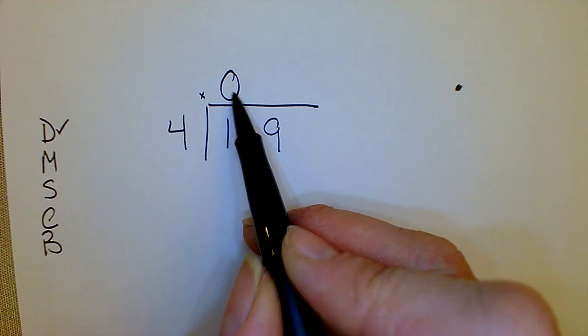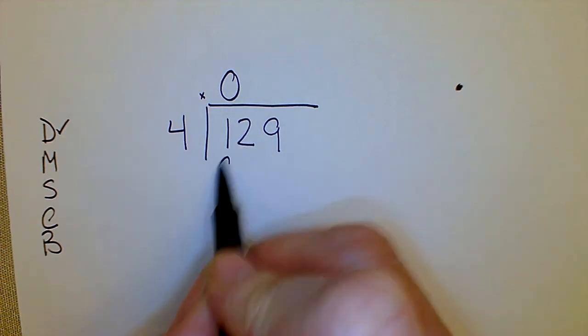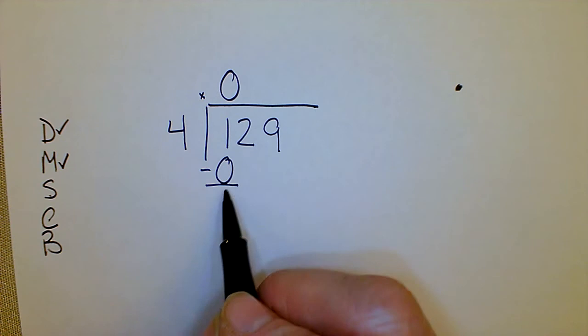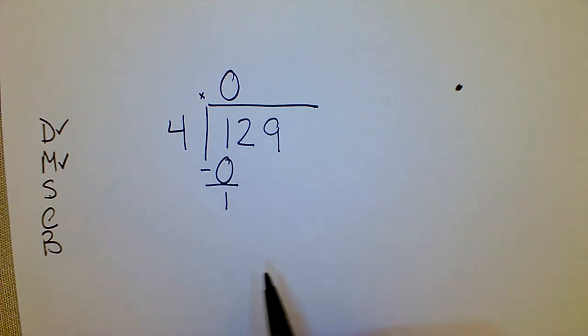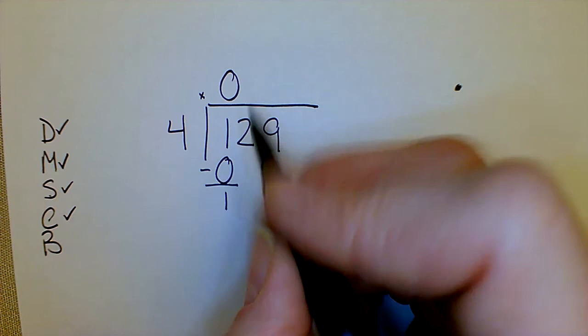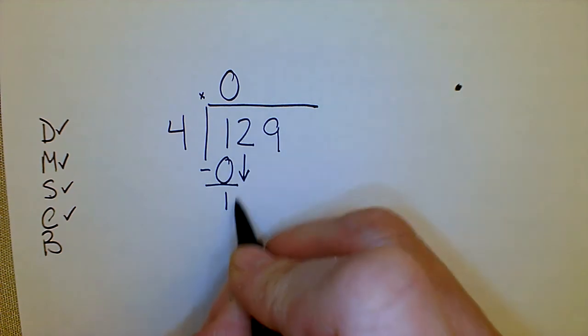So we divided. 0 times 4 is 0, so I multiplied. Now I have to subtract. 1 minus 0 is 1. I check, is 1 less than 4? It sure is, I'm good. And now I get to bring down that 2.